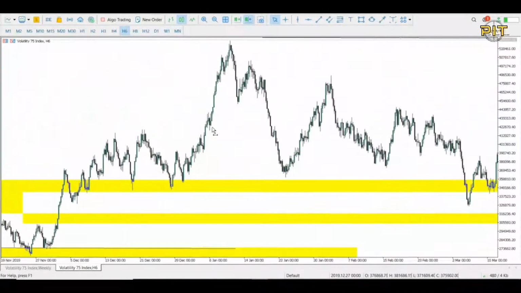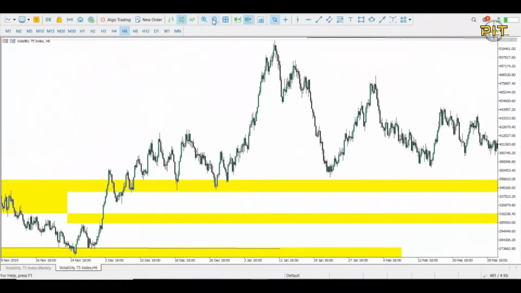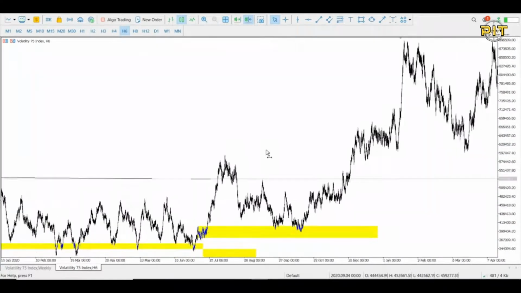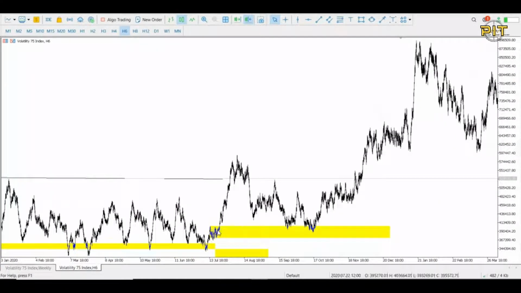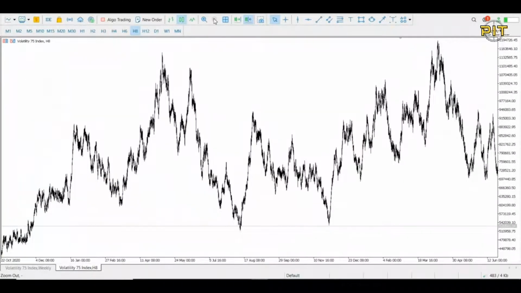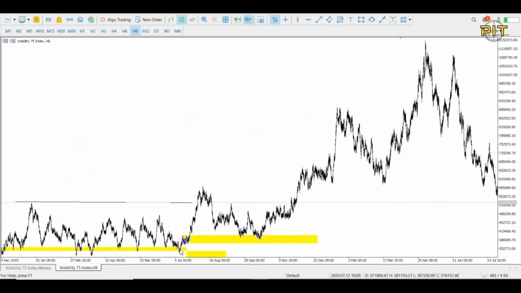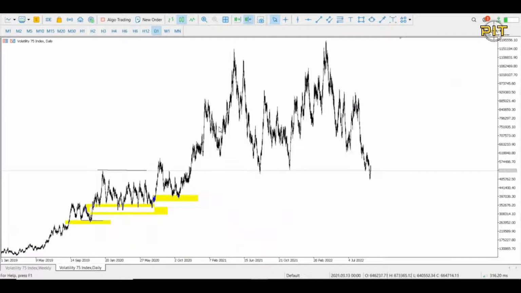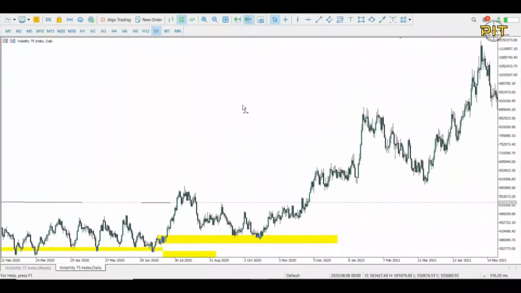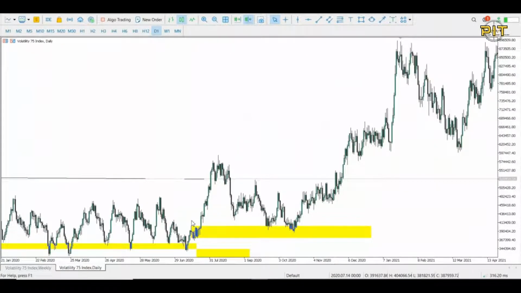So where should that be? Sorry. So you can see it here. You have a rally, a base, and then a rally to the upside. So let's check it on the H8 time frame. You can see a rally, a base, and then a rally to the upside. Let's just bring it back to the D1 time frame, the daily time frame. You can see a rally, a base, and then a rally.